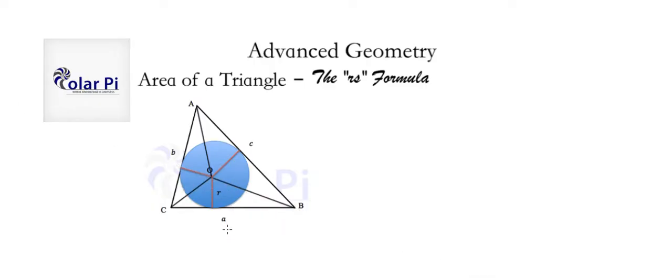Now, because tangents to a circle are always perpendicular to the radii, we have a right angle right there, another one right here, and a third and final one right there. So we've got those right angles.